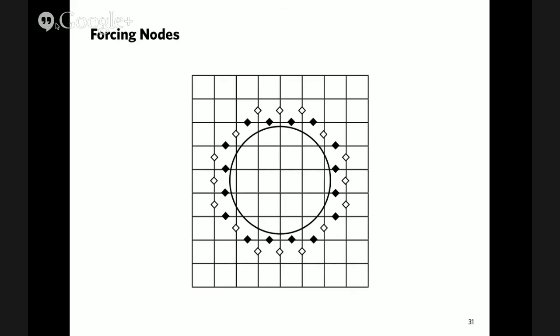And where is this force applied? Earlier, it was determined by the size of our spreading delta function, right? But here, we actually pick the point where we want to apply the force. What they chose to do, and what is typically done in direct forcing methods, is that you take all the nodes that are adjacent to the boundary and that are in the fluid. The nodes closest to the body are the ones where the force term is applied, and the Navier-Stokes equations are solved everywhere else just the way they are, without the force.